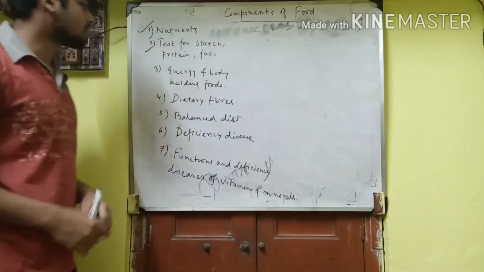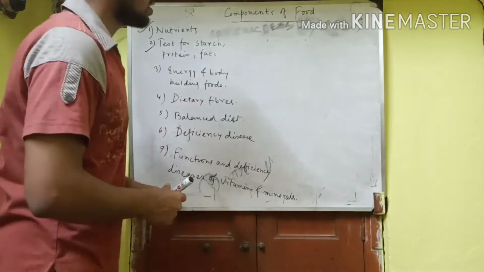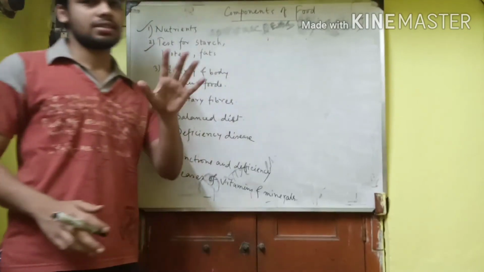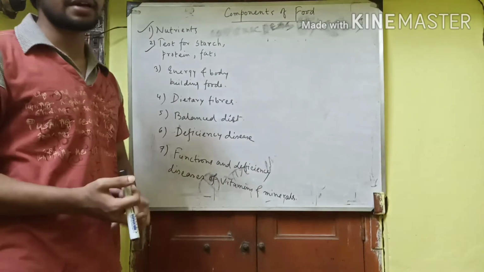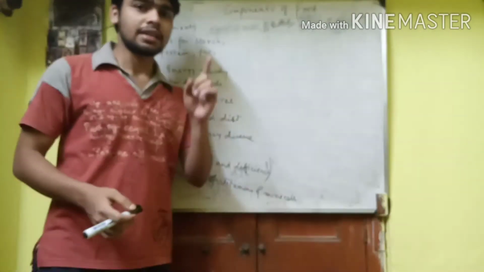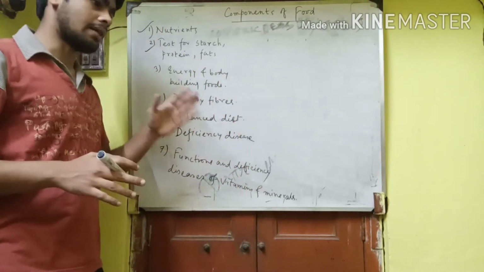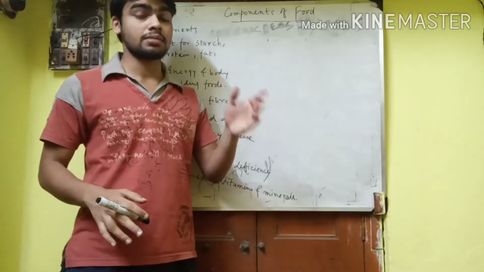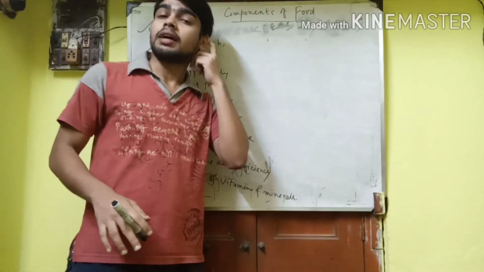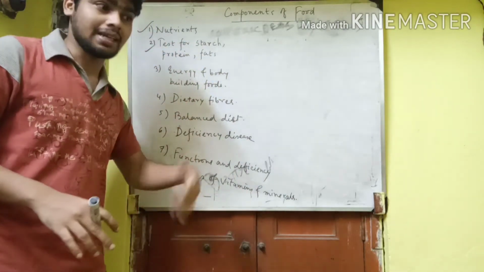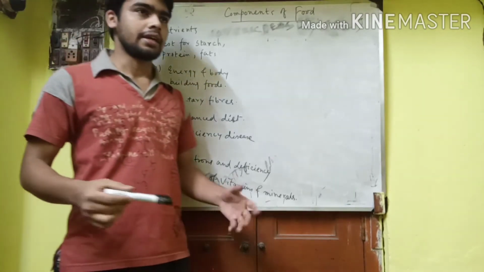Next point is, what is energy giving food and what is bodybuilding food? Energy giving food, that we already know, there are six types of nutrients that are carbohydrate, protein, fats, vitamins, minerals, and water. Among these, carbohydrate and fats give us energy. Okay, but basically carbohydrates give us energy, and fats give us more energy than carbohydrates, because the energy produced in kilocalories from burning fats is much greater than that of carbohydrates.